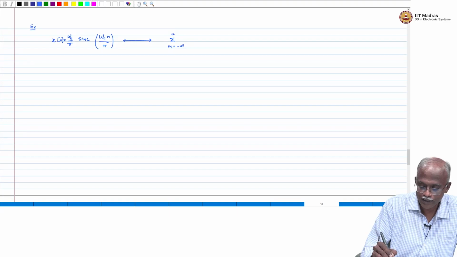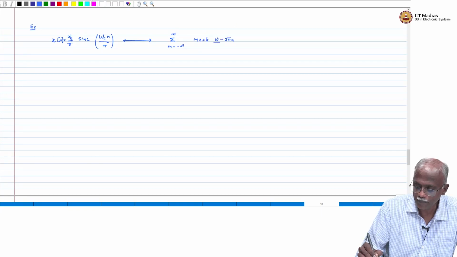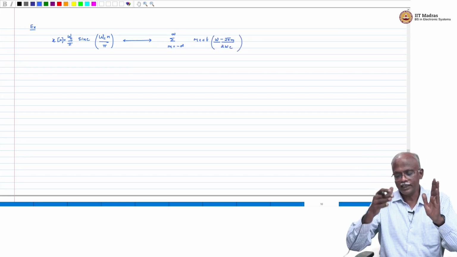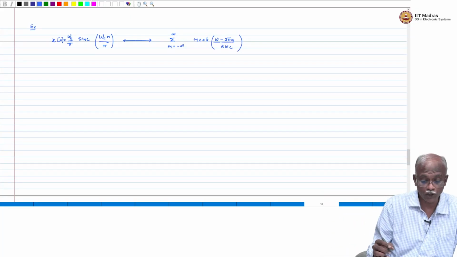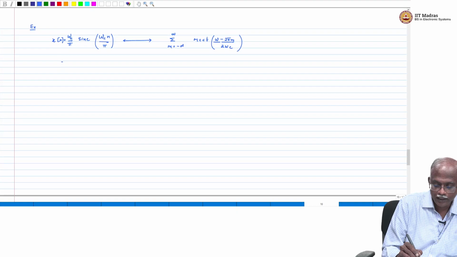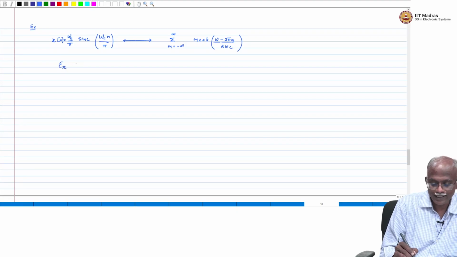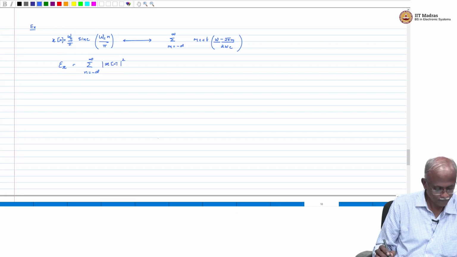Write it as the sum over m equal to minus infinity to infinity of rect of omega minus 2 pi m divided by 2 omega c. So, basically it is a rectangular function going from minus omega c to omega c and then periodic repetitions of that. Now, the task for us is to calculate the energy of the sequence x, which is the summation n equal to minus infinity to infinity of x of n magnitude squared.